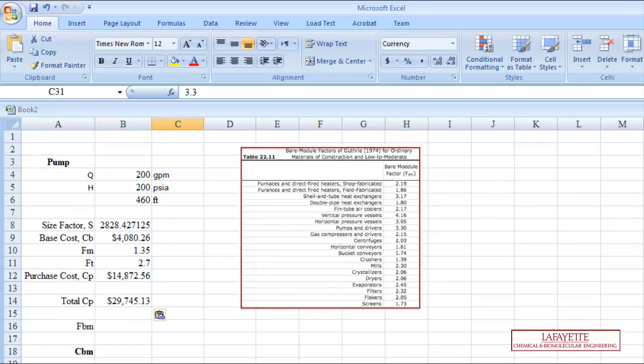Finally, to calculate the bare module cost for the pump, this value must be multiplied by the bare module cost factors of Guthrie from the table shown. This represents the bare module cost for both pumps.